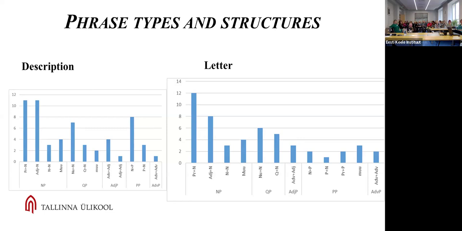But when we come to the phrase level, we looked at the phrase types, and also at the different structures. For example, if we look at the noun phrase, we looked at the different structures, because we wanted to know how complicated and how rich the children's constructions were. Here one can also see that in letters, they have used different kinds of phrase structures than in descriptions. So here we can see how many children use this kind of structure.